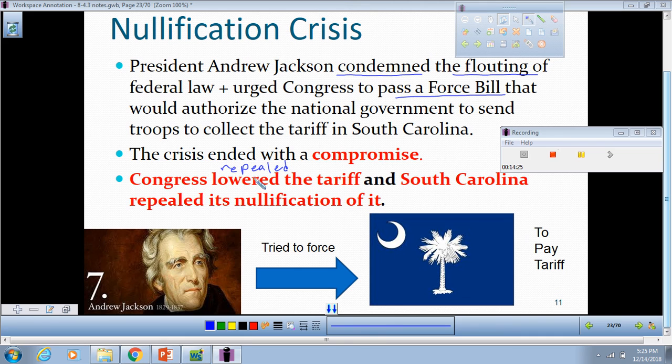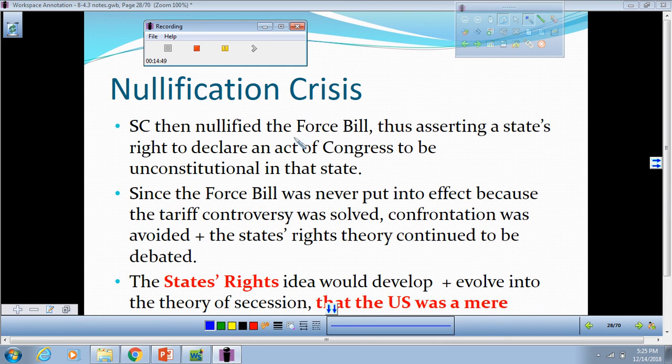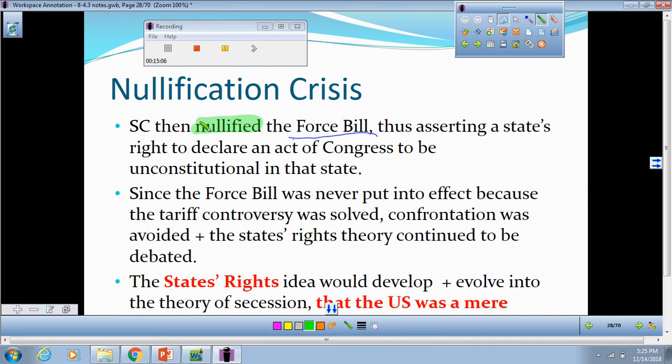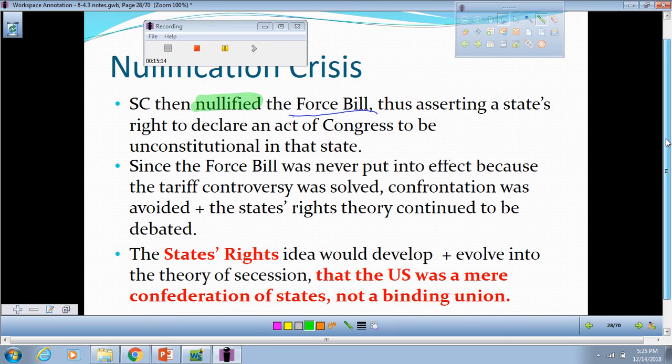Congress lowered or repealed the tariff, and South Carolina then, like I said, to get the last word and to probably get under Andrew Jackson's skin, said, fine, we repeal nullification of it. South Carolina then nullified the force bill, another way to get under the skin of the national government, or more just maintaining their position that they believed nullification was a right that states should have. They were asserting the right to declare an act of Congress to be unconstitutional in a state.